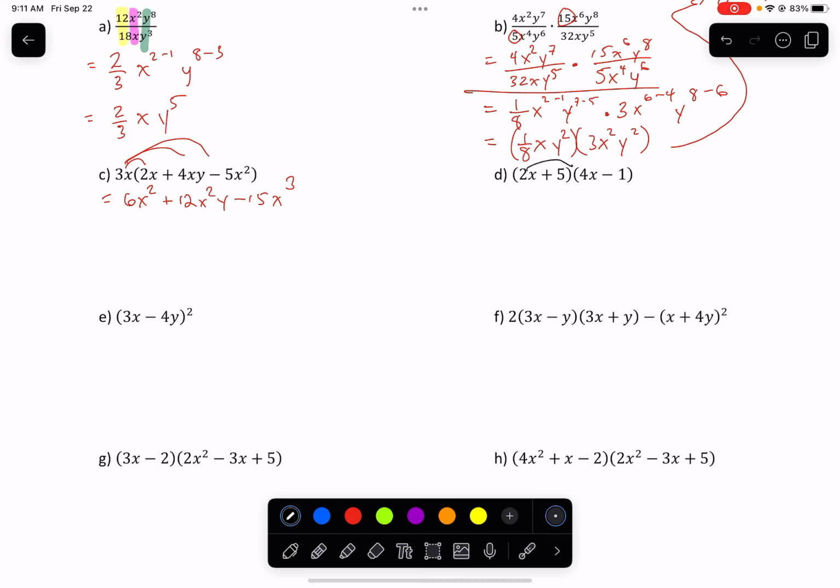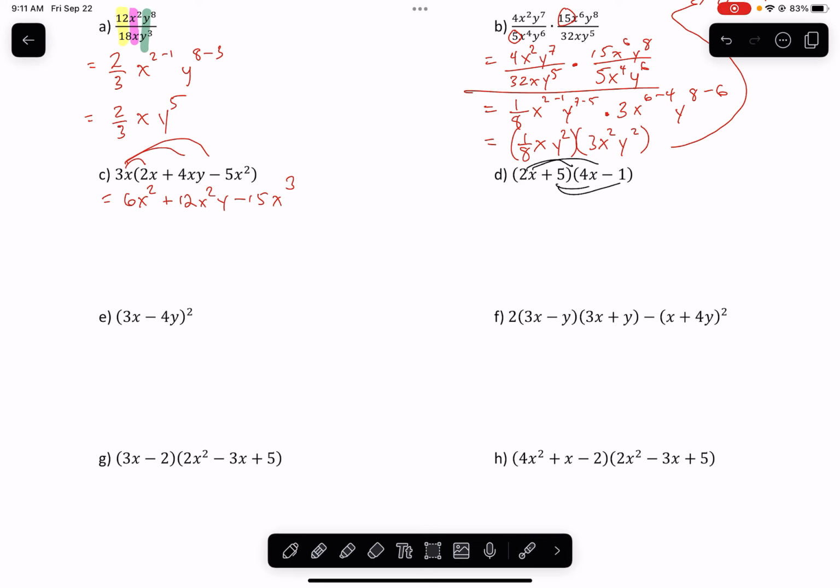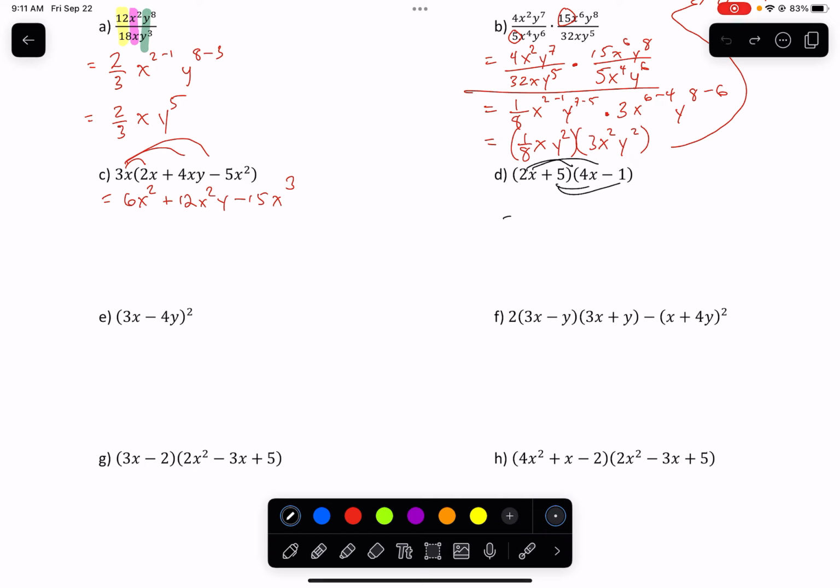If I look at the next one, you should have 4 factors that are multiplied, right? So we're going to get 8x squared minus 2x, okay, plus 20x minus 5. That's going to turn into 8x squared plus 18x minus 5. Everybody okay?